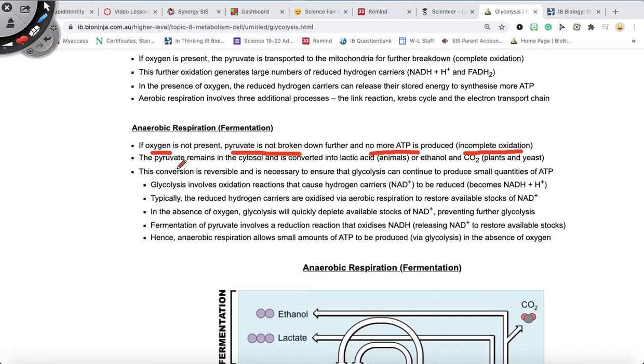So what happens to that pyruvate that remains in the cytosol? Well, it's got 2 pathways, right? If you're an animal, that pyruvate without oxygen is going to be converted into lactic acid. And if you're a plant or a yeast, that pyruvate in the cytosol is going to be converted to ethanol and carbon dioxide. Now, it says here that the conversion is reversible and it's necessary to ensure that glycolysis can continue to produce small quantities of ATP.